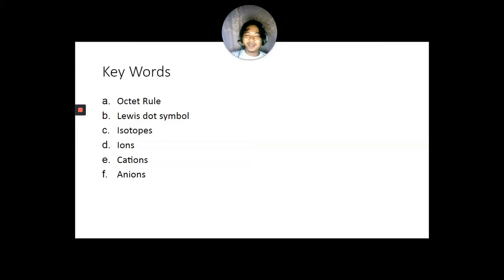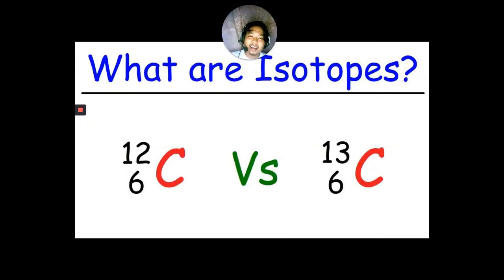Practice lang. So, these are the keywords that you have to pay attention to because these are the important terms for this pre-recorded discussion. And let me reiterate what I've said earlier. So, eto na. Have you ever seen letters with numbers on the left side of it? Or what we call isotopes. Are you familiar with the term isotopes?